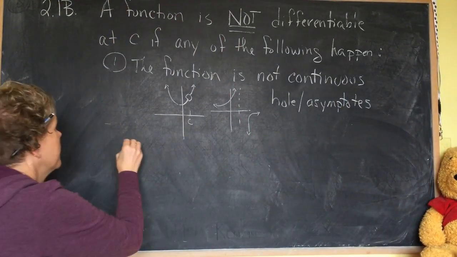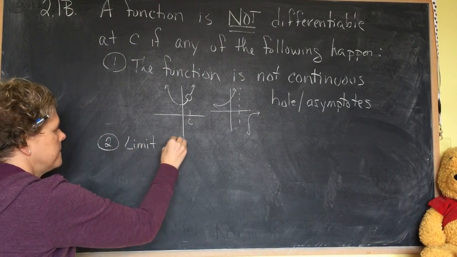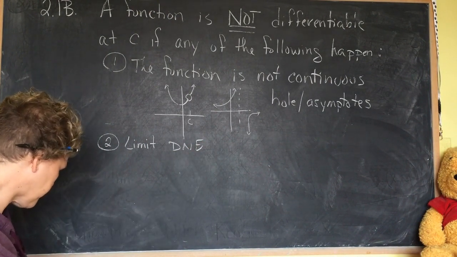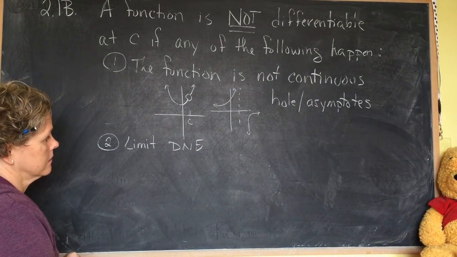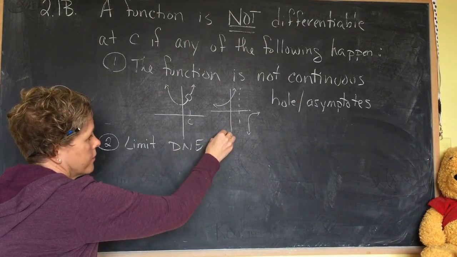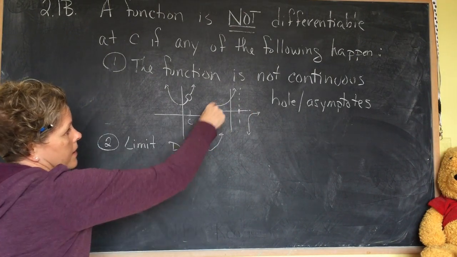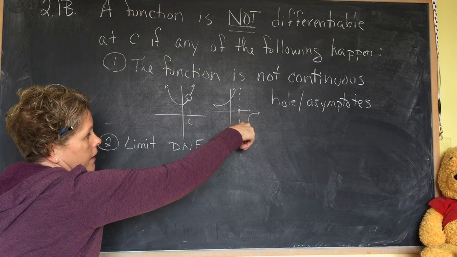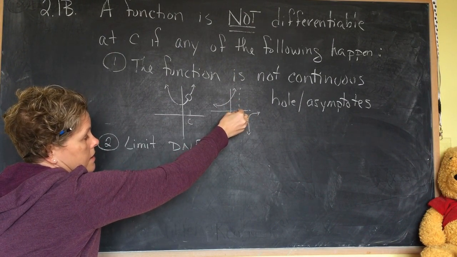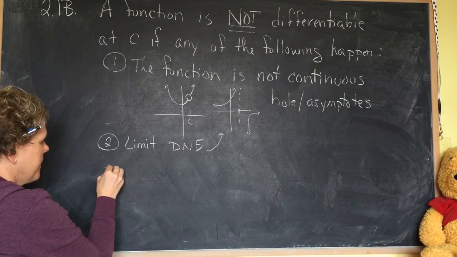The second one is if the limit does not exist. The limit does not exist would be anything that looks like this graph right here. At this value right here, the limit does not exist because it's going up here and down here and they're not meeting up anywhere. So whatever this value is, the limit doesn't exist there, so therefore you cannot take the derivative at that point.